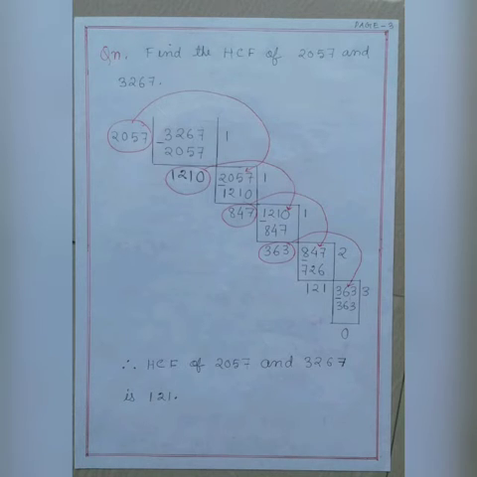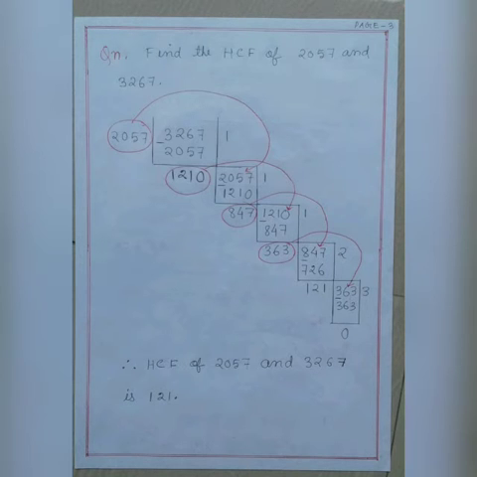1210. The divisor 2057 is brought to the dividend's place. If I divide 2057 by 1210, I get quotient 1. This is the normal division, the usual division we do. 1210 into 1 is 1210. If I subtract, I get 847.